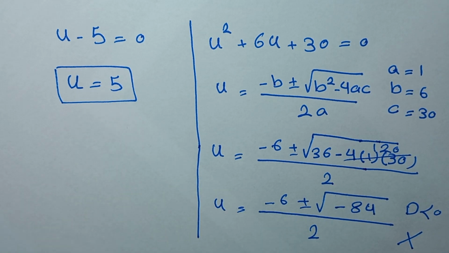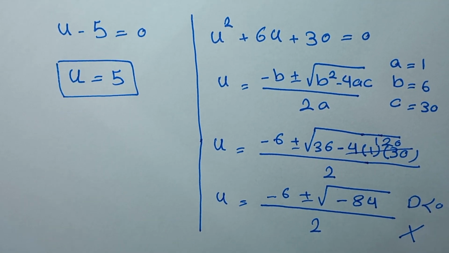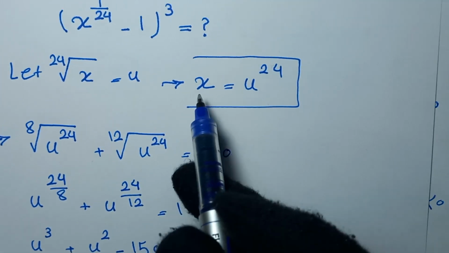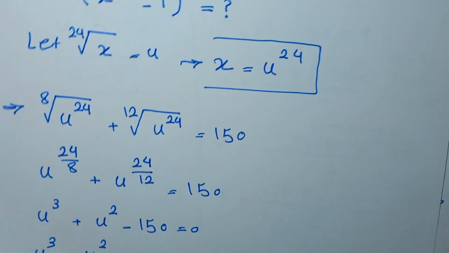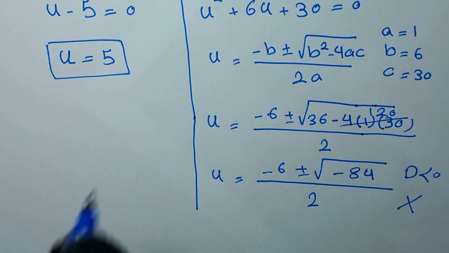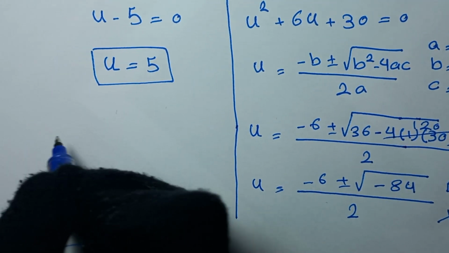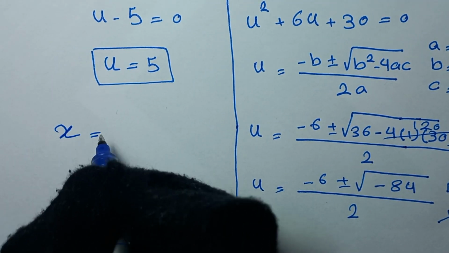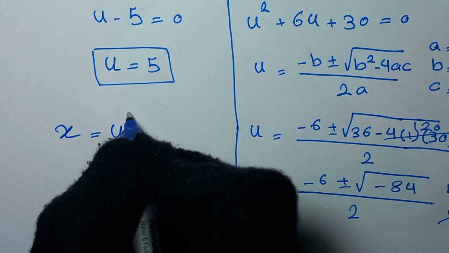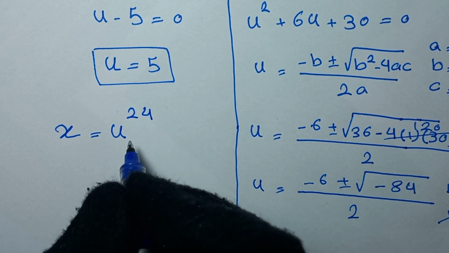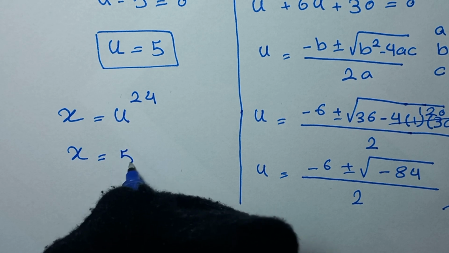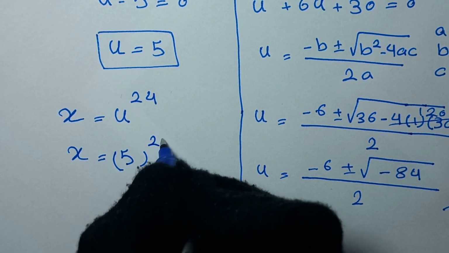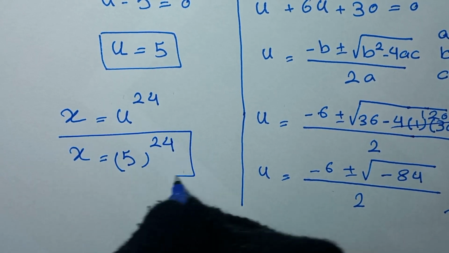And in the next step, we recall x is equal to u to the power of 24, right? So x is equal to u to the power of 24, and u is 5, so x is 5 to the power of 24.